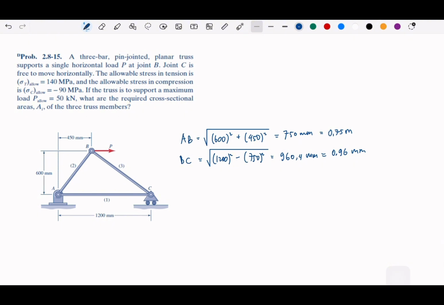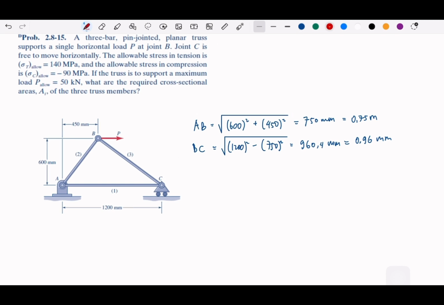And then what else do we have here? Again, we have a pin at A because we want to know the reactions. The question is asking for the cross sections. So we have the allowable limit for each tension or compression, and we have the maximum load, which is 50 kilonewton. Based on the 50 kilonewton and the allowable for tension and compression, we need to find what will be the limit for the area.